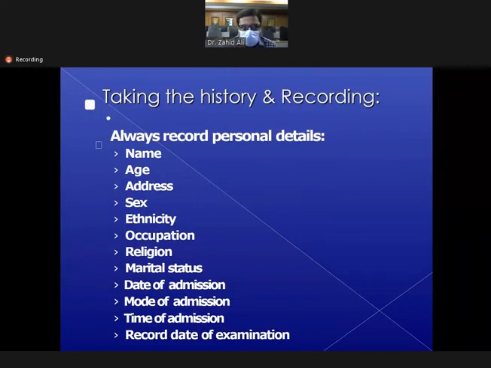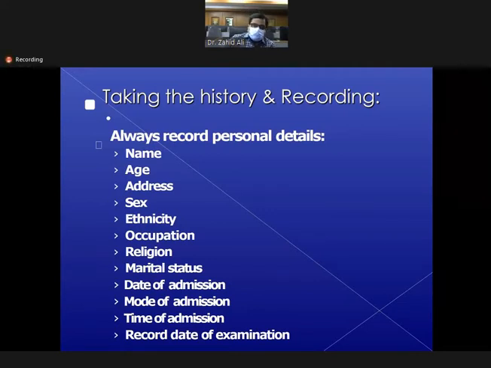So when taking the history and recording, always record personal details. This is very important because you have to keep the record of the patient, and it matters from a surgical point of view. Always record personal details: name, age, address, sex, ethnic origin or ethnicity, occupation, religion, marital status, date of admission, mode of admission, time of admission, and date of examination. This should be properly documented. That's why I'm giving you this information first.